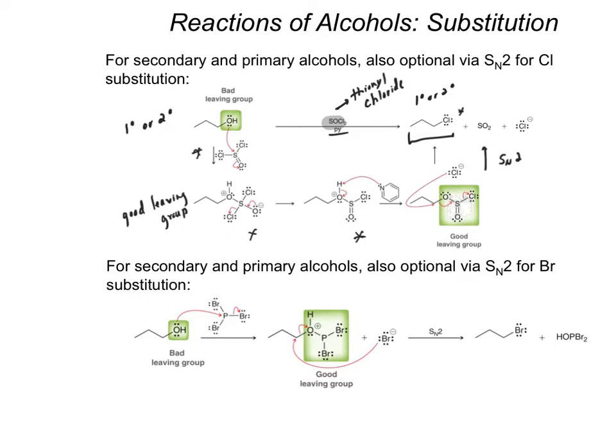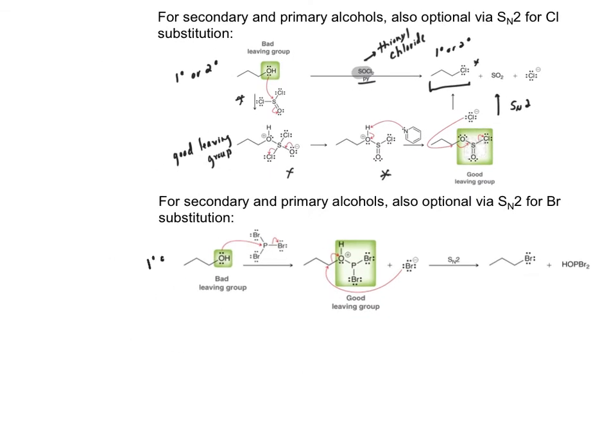And again, this is SOCl2. If instead we had a primary or secondary alcohol and we wanted to turn it into the alkyl bromide, another reaction that we have is via PBr3. This is phosphorus tribromide. See if I can spell phosphorus today for us. Tribromide.